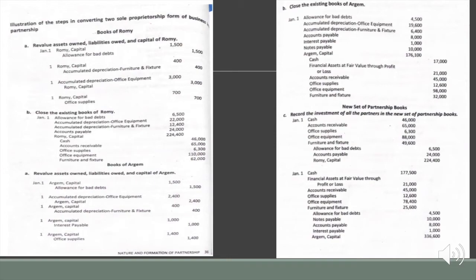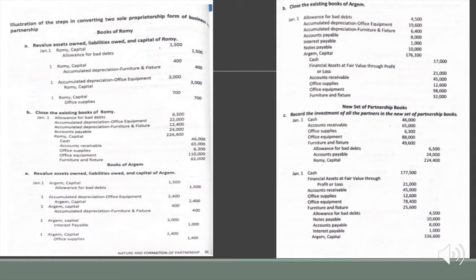So here, Romy capital 1.5, allowance for bad debts 1.5. So that's the 10% of the accounts receivable of Romy. And Romy capital and accumulated depreciation, furniture and fixture of 400. Accumulated depreciation, office equipment, and Romy capital of 3,000. So Romy capital and office supplies of 700.